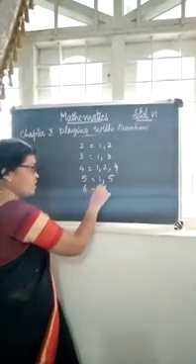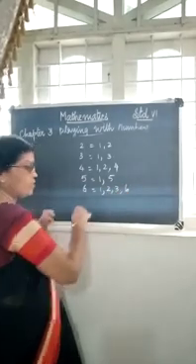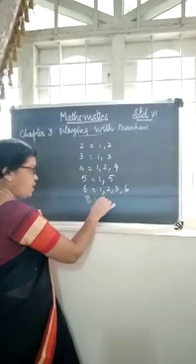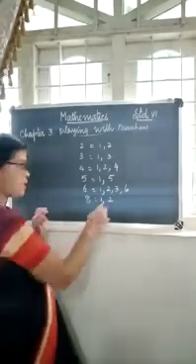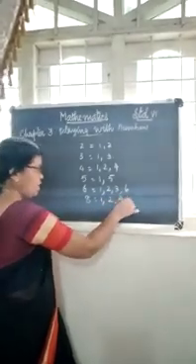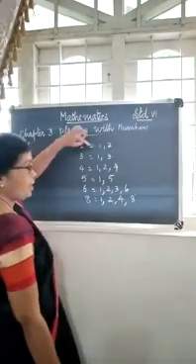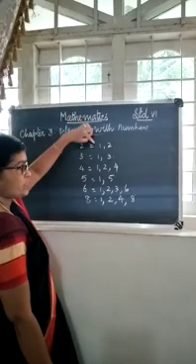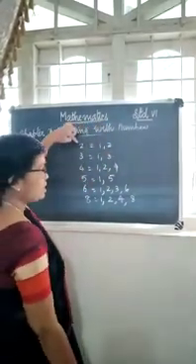6. Which are the factors of 6? 1, 2, 3 and 6. Then 8. We can divide by 1 completely, by 2 completely, then by 4, then by 8. See children, we have taken these numbers 2, 3, 4, 5. See which is the first factor? 1 is the first factor. Then which is the last factor? That is the number itself.